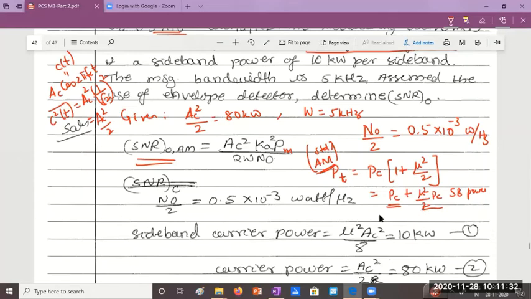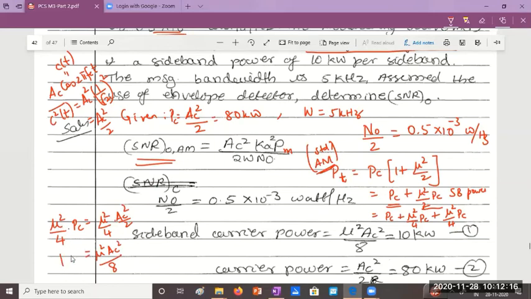So what is the power in a single sideband? I have to divide this by 2. Single sideband means mu square by 4 into Pc plus mu square by 4 into Pc. So when I split this into 2 parts, I'll get the power in each sideband separately. So if you want to find sideband power, you take mu square by 4 into Pc. How much is Pc? Carrier power. Pc is 80 kilowatts, Ac square by 2. So what do you get? Mu square Ac square by 8.